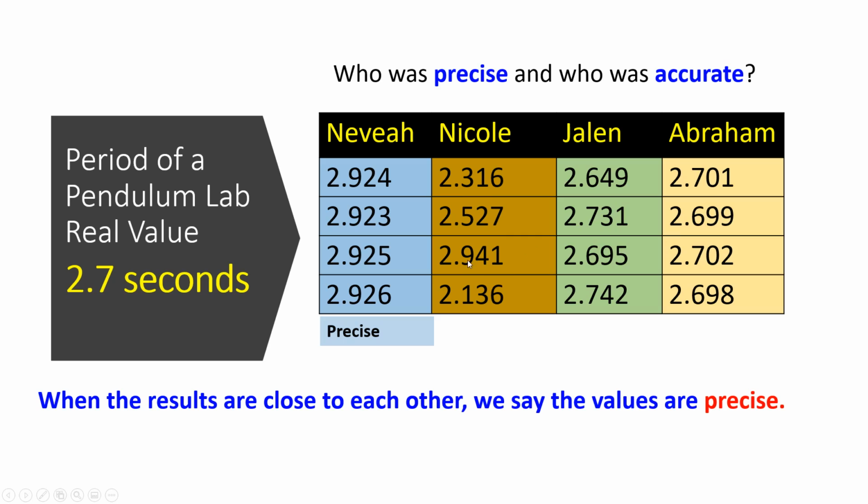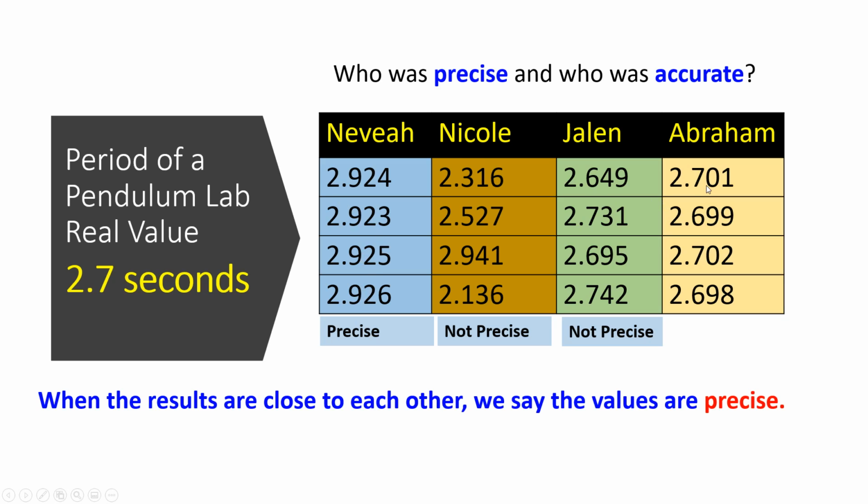Nicole's values are a little bit spread out, like 2.3, then 2.5, 2.9, 2.1. So I will say her results are not precise. What about Jaylene? Jaylene is showing 2.6 at the lower end, 2.7, 2.69, and 2.7. So I will say Jaylene's results are not precise, not like Nevea's.